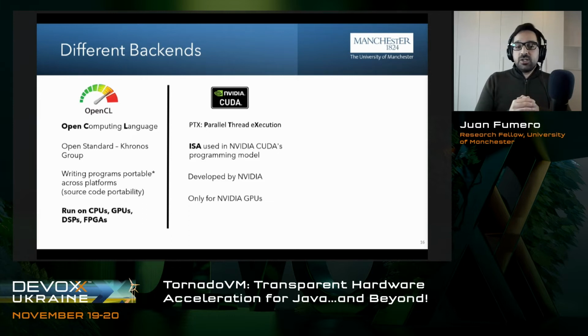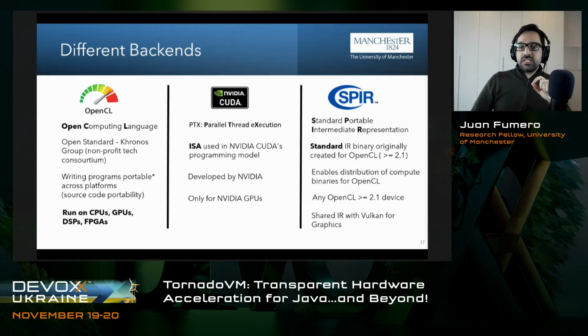However, we added it because there is some research showing that you can get higher performance compared to other approaches, mainly because they know the architecture and they know how to maximize performance. And the last one we added is called SPIR-V. SPIR-V stands for Standard Portable Intermediate Representation. So it's an intermediate representation still, but it's in binary format.